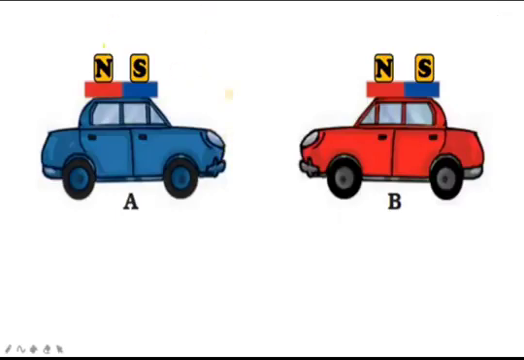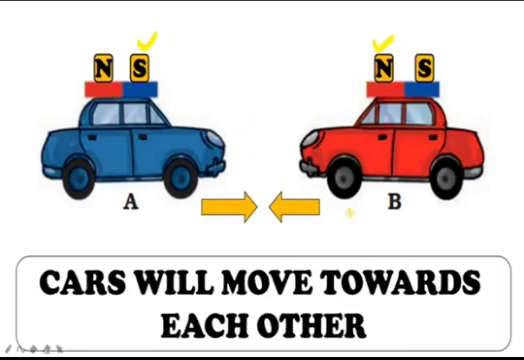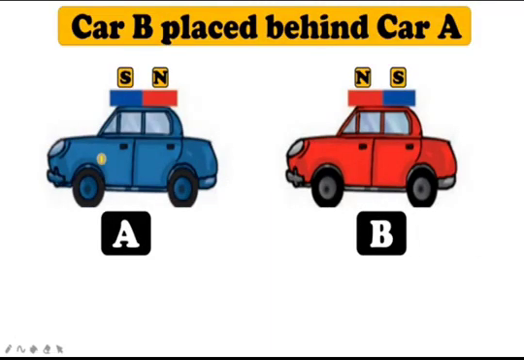Yes, in this case, what happens? The cars will come close. Why? Here the direction is south and north. We know that the cars will move towards each other because the opposite poles of the magnets attract.